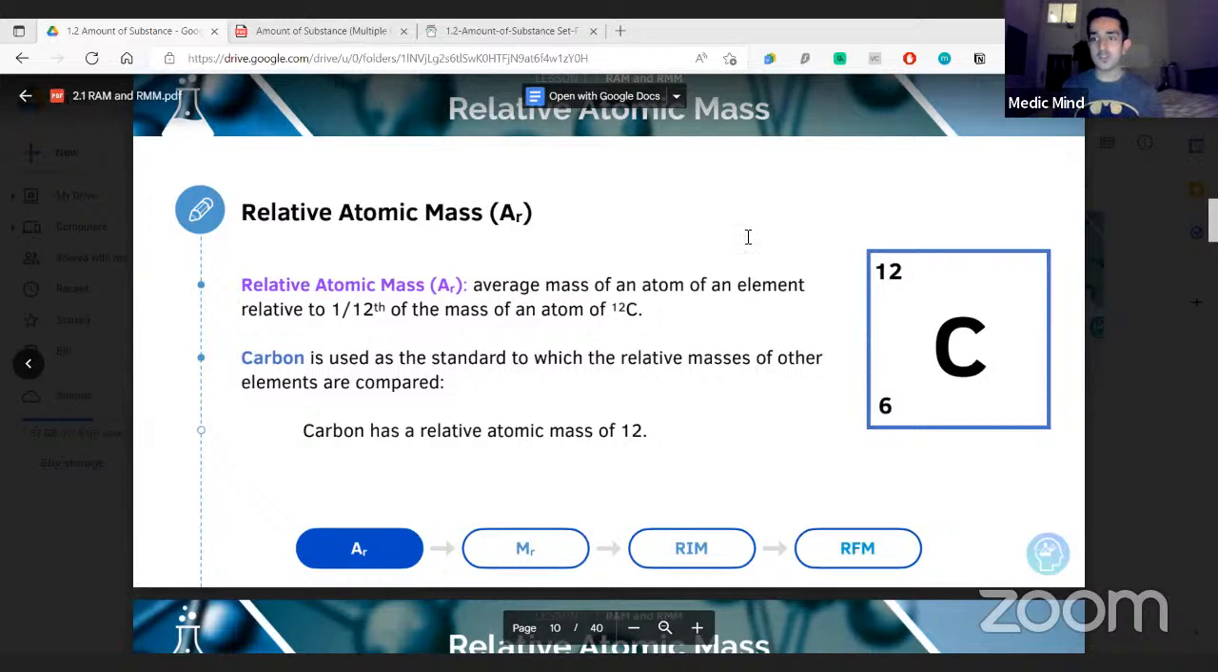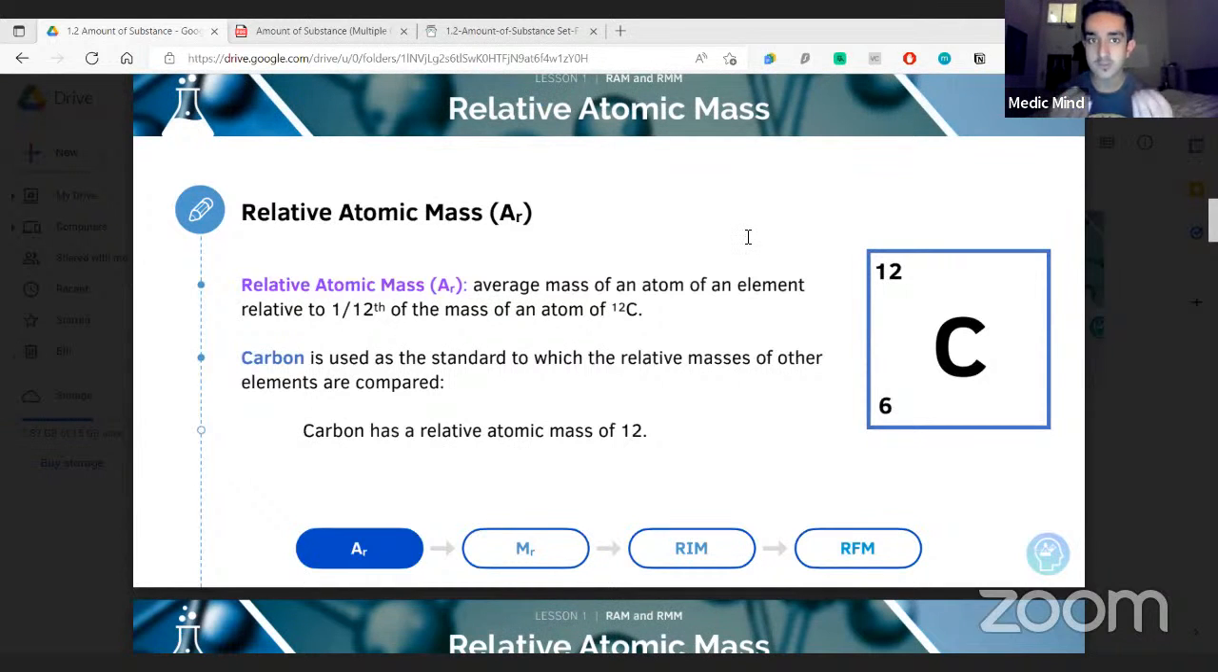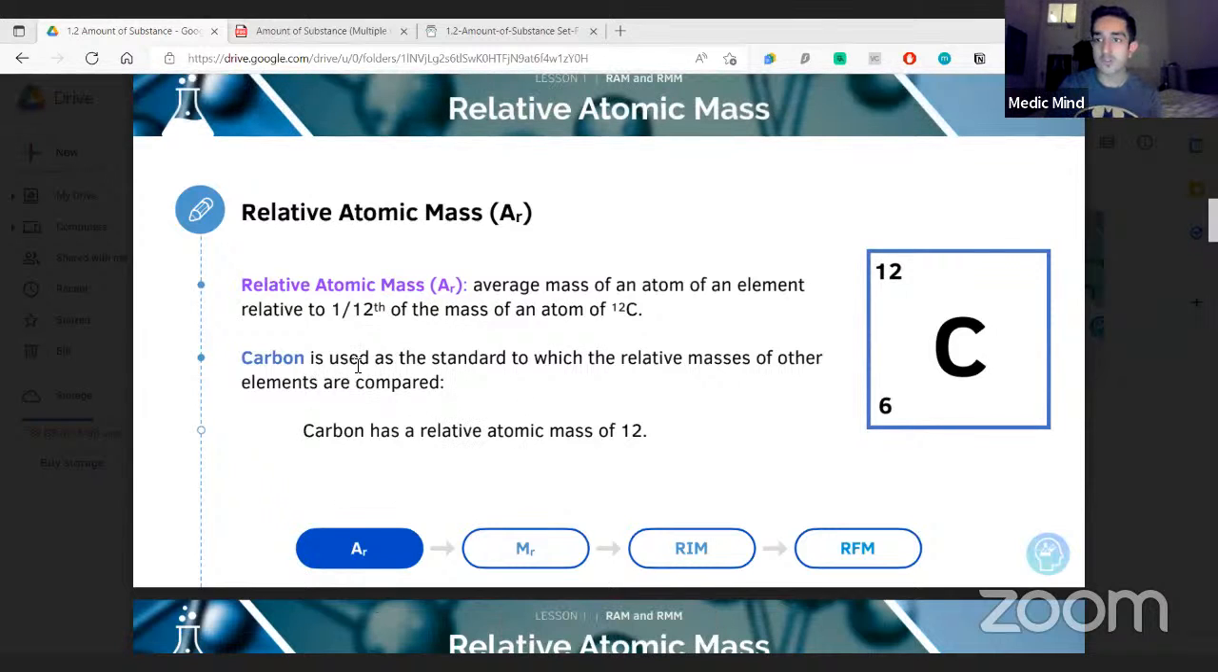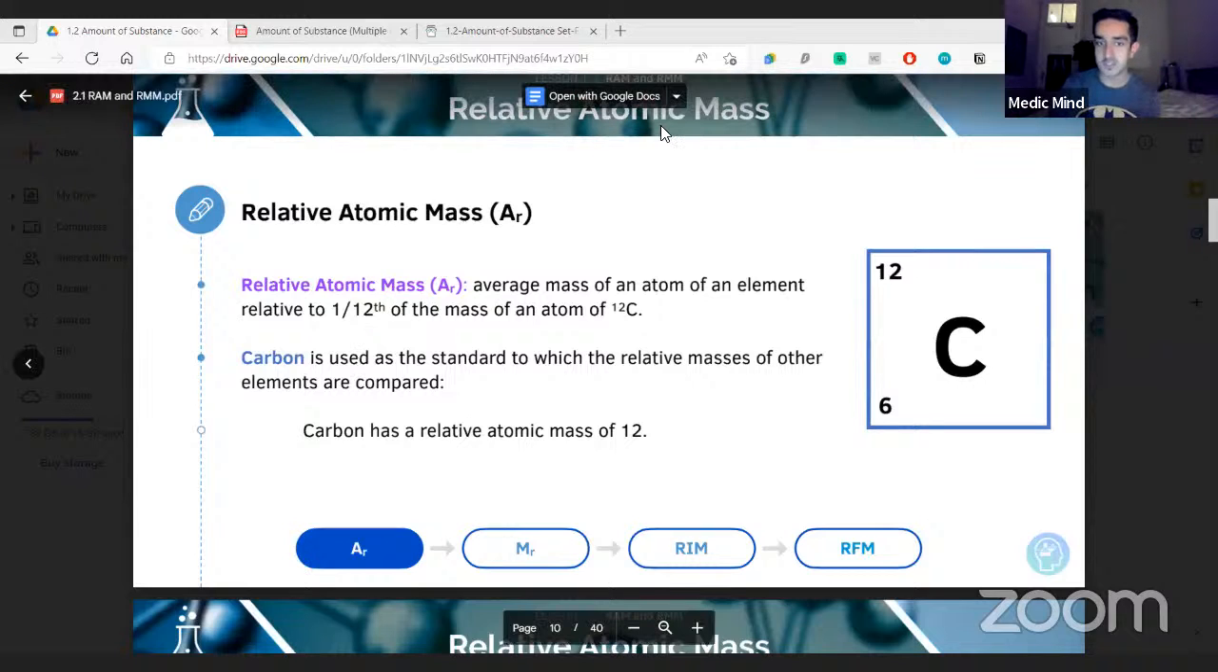Basically, what you're doing is weighing this element and comparing it to something, because remember, you can't just weigh the mass of an atom. It would be so tiny that it would be a bit pointless to weigh it. So you're comparing how much that element weighs relative to 1/12 the mass of an atom of carbon-12. Carbon is used as the standard by which all other elements are compared. Carbon has a relative atomic mass of 12, so 1/12 of that is a relative atomic mass of 1, and 1 belongs to hydrogen.